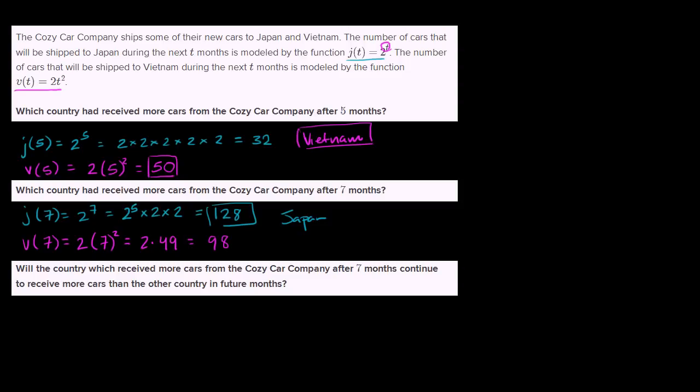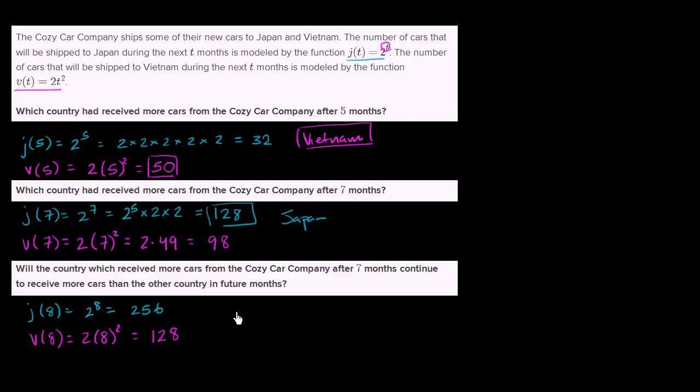And you could see that if we wanted to compare 8 months, so j of 8, this is the exponential function. This would be 2 to the 8th power, which would be this times 2. They'd get 256 cars. And v of 8 is going to be 2 times 8 squared, which is 2 times 64, which is 128. So notice now we would have shipped twice as much to Japan as Vietnam, which isn't the case right over here. We shipped more to Japan than Vietnam, but not twice as much. And we could keep going.